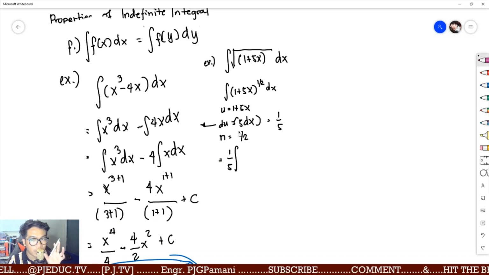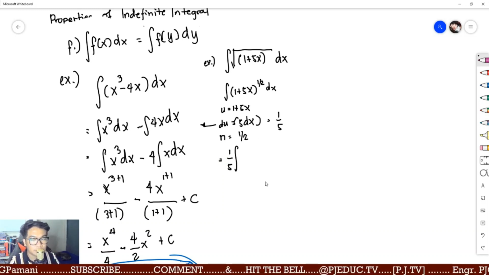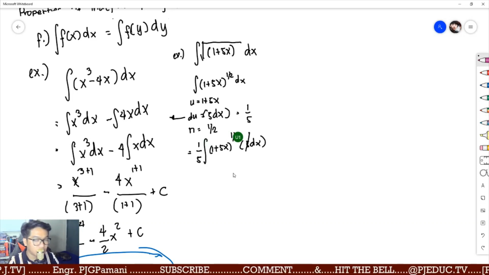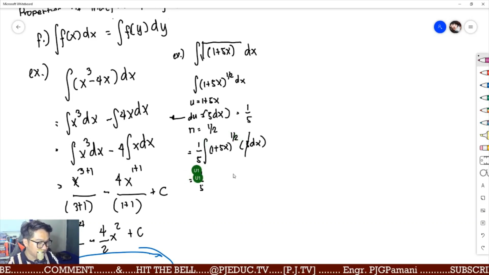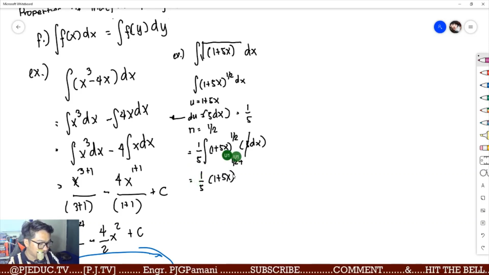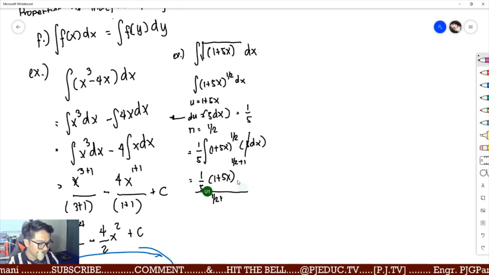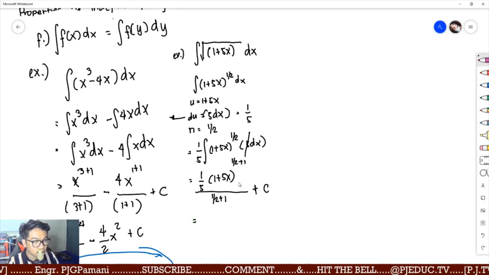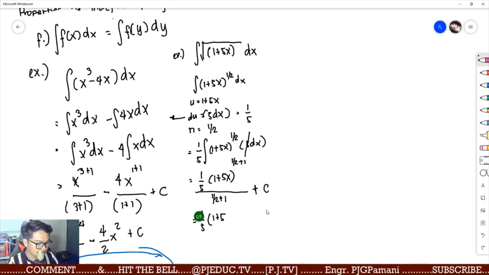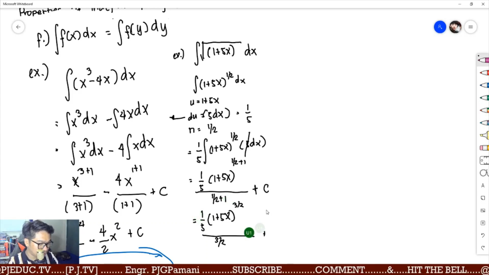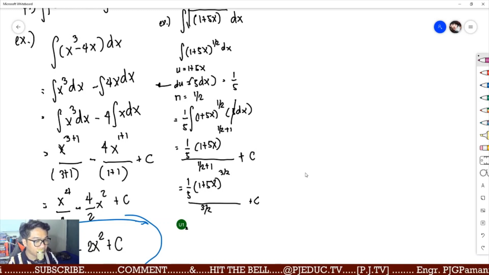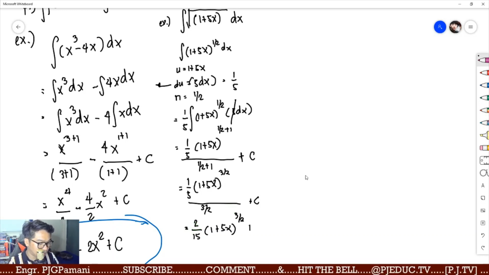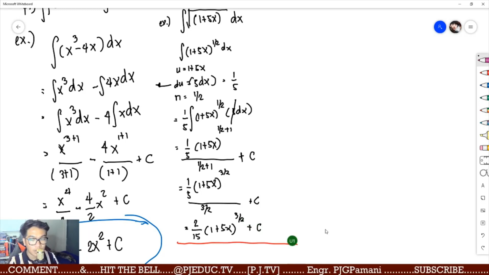Si correcting factor will eliminate the differentiated form of our integrand. So 1/5 of 1 plus 5x raised to 1/2, correcting factor, 5 dx. So makaka-cancel na yan. So ang i-integrate na lang natin is 1/5 of 1 plus 5x raised to 1/2 plus 1, all over 1/2 plus 1. Then your integration constant, c. 1/2 plus 1 is ilan? 3/2. So 1/5 of 1 plus 5x raised to 3/2 over 3/2 plus c. Simplify further. 1/5 over 3/2 is 2 over 15 times 1 plus 5x raised to 3/2 plus c. So this will be our integrated form.